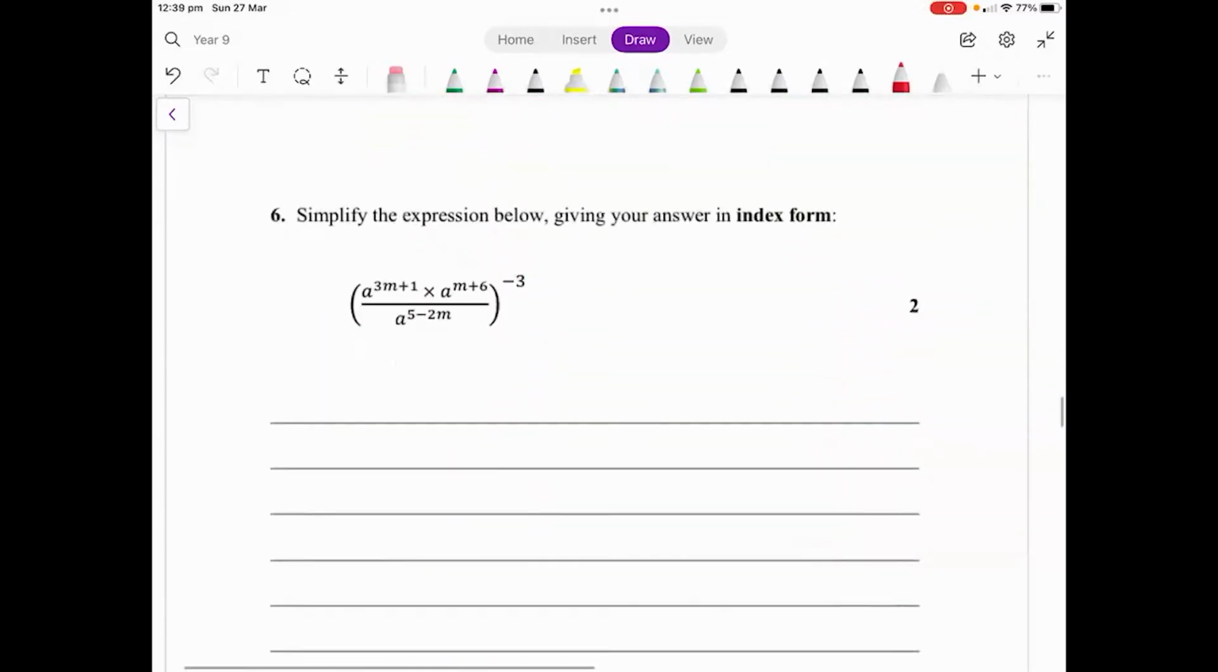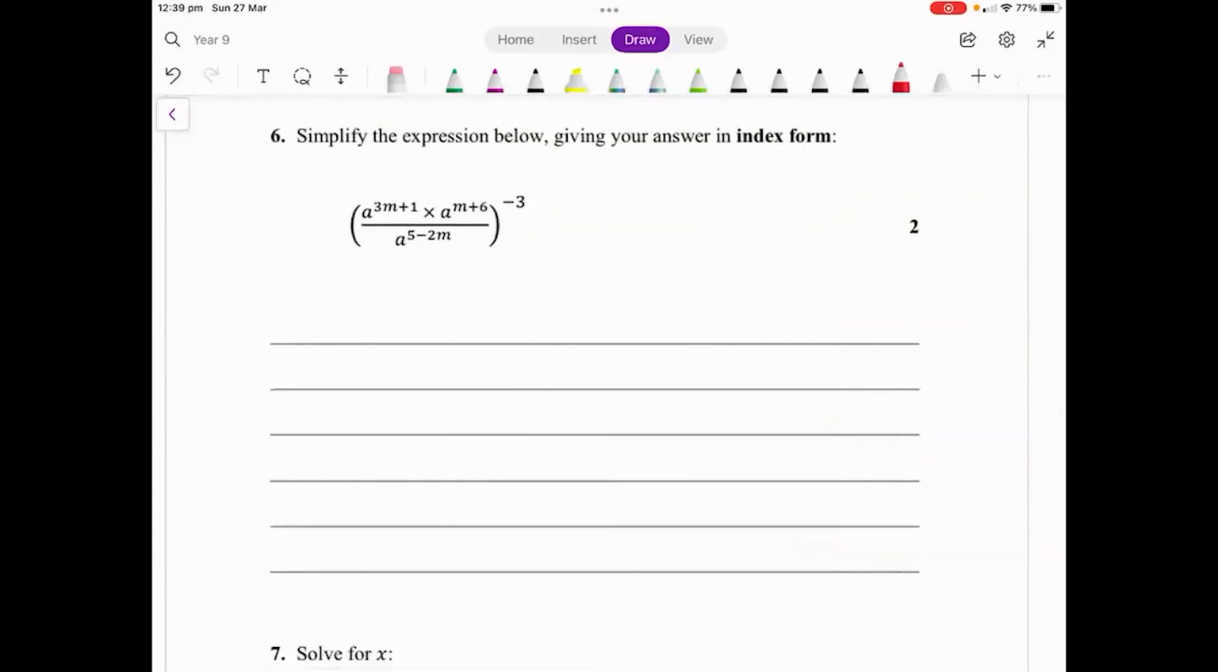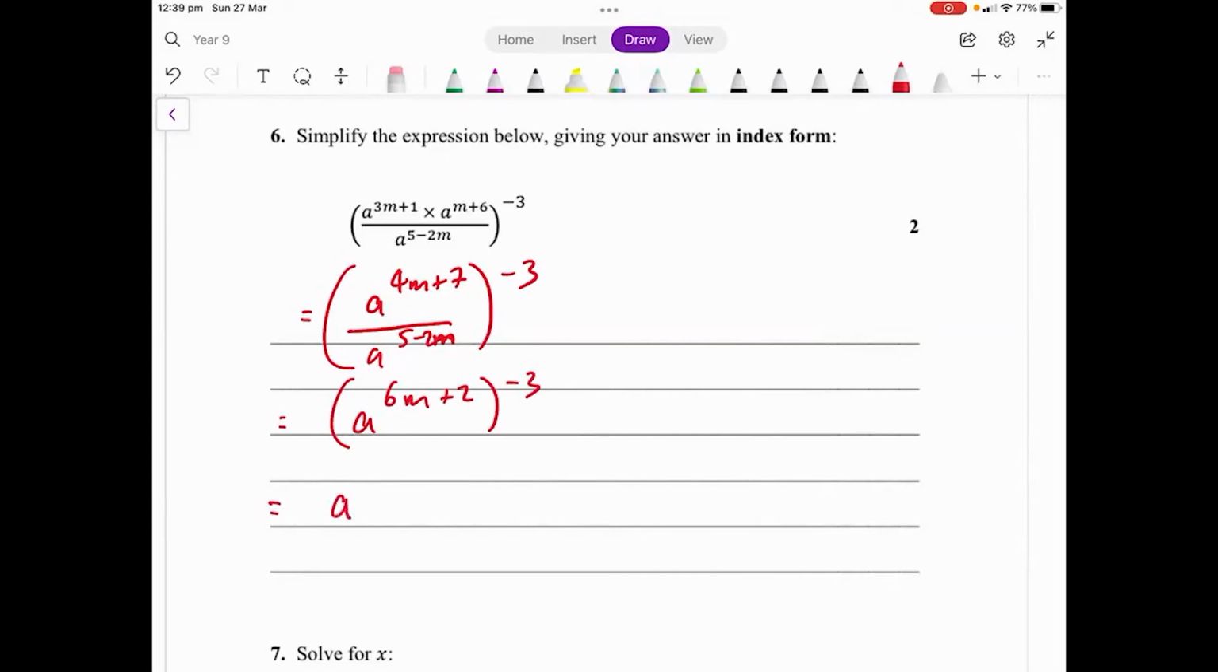Question 6, I simplify the numerator first. So 3m plus m is 4m, and 1 plus 6 is 7 for the powers. So it becomes a to the power of 4m plus 7. I leave everything else the same. And then I simplify that fraction. So I need to subtract the powers here. So I do 4m minus 2m. That becomes 6m. And I do 7 minus 5. That becomes 2. And finally, I need to expand those brackets. So 6m times minus 3 is minus 18m. And 2 times minus 3 is minus 6.